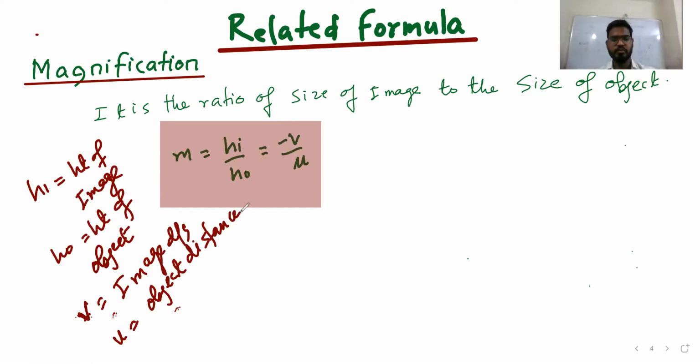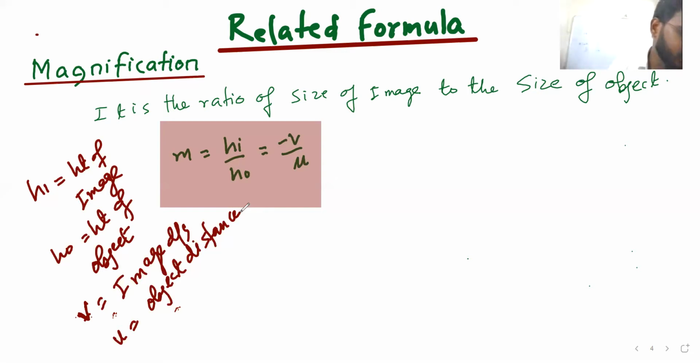Image distance as well as object distance, if you see these things, any distance, image distance V or object distance U, all will be measured from the pole. From the pole only we can measure image distance as well as object distance. Hope you understood till here. Now we are going to see what it identifies. Suppose magnification is +2, then what does it mean? Magnification is -2, then what does it mean? That we are going to see.